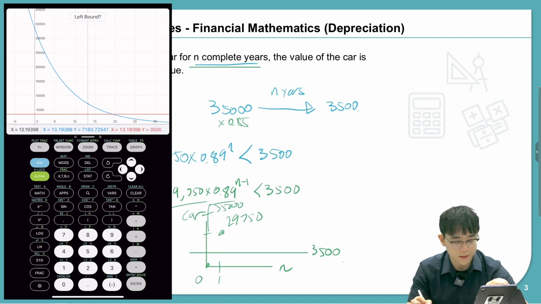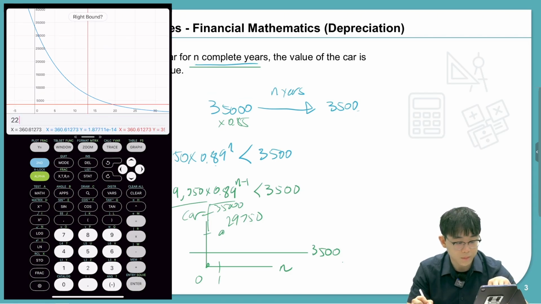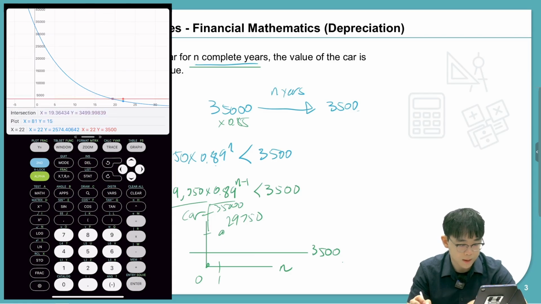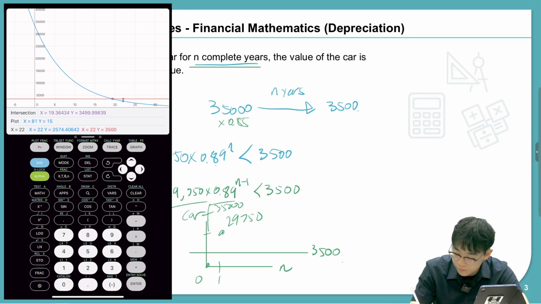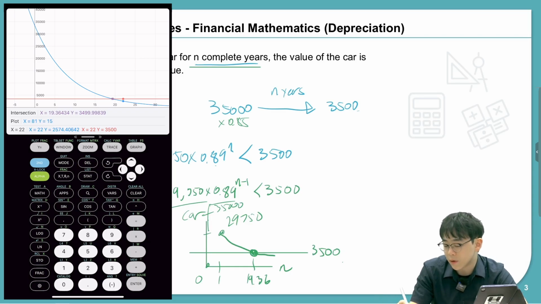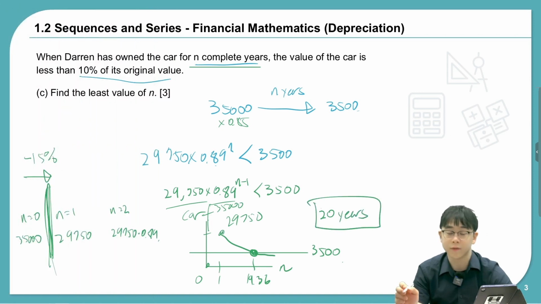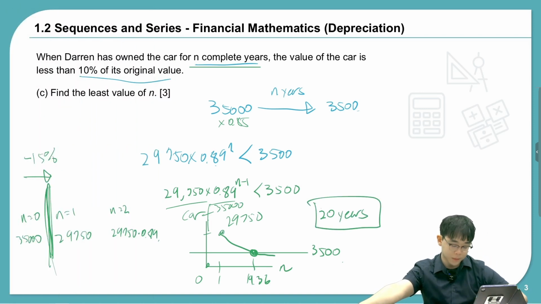Second trace, intersect. It seems the two are touching somewhere near the 20 mark. The intersection happens at 19.36 years, and at that point the car's value is less than $3,500. If you want complete years, we would want 20 years, because if 19 years has passed, the car's value will be slightly above the 3,500 mark, but after 20 years, it will be lower than the 3,500 mark.